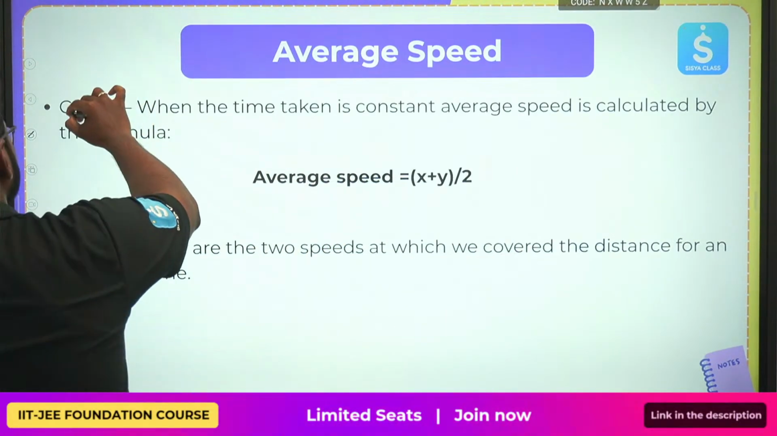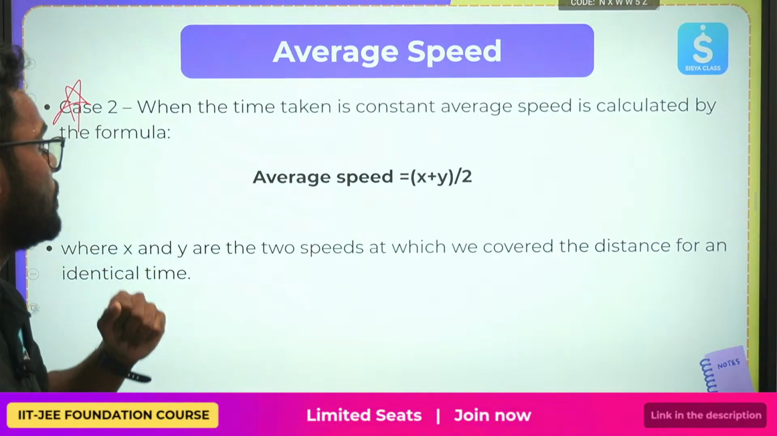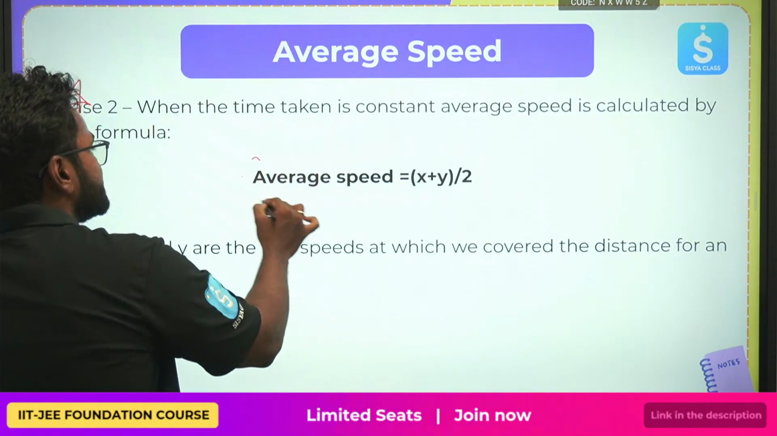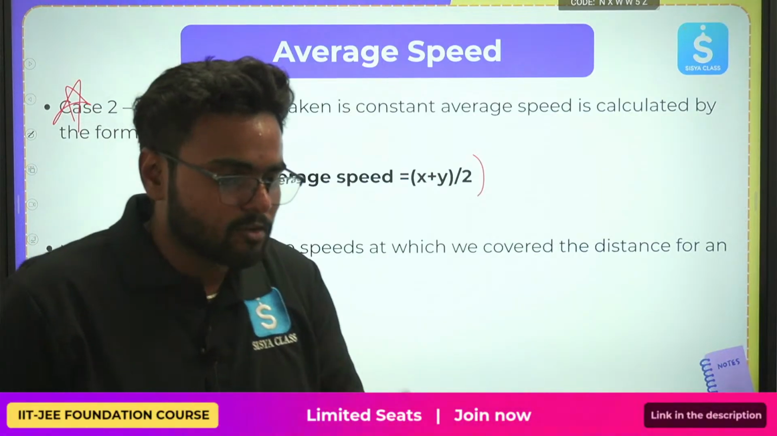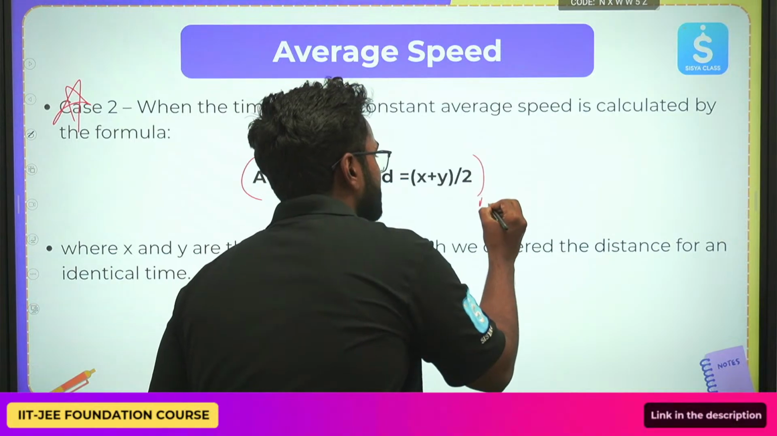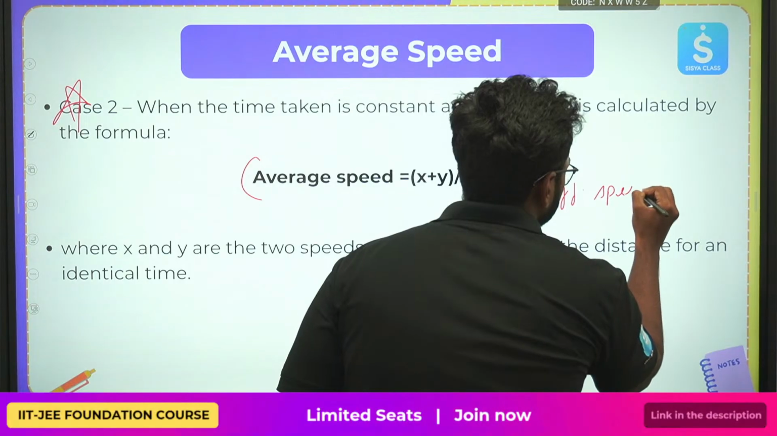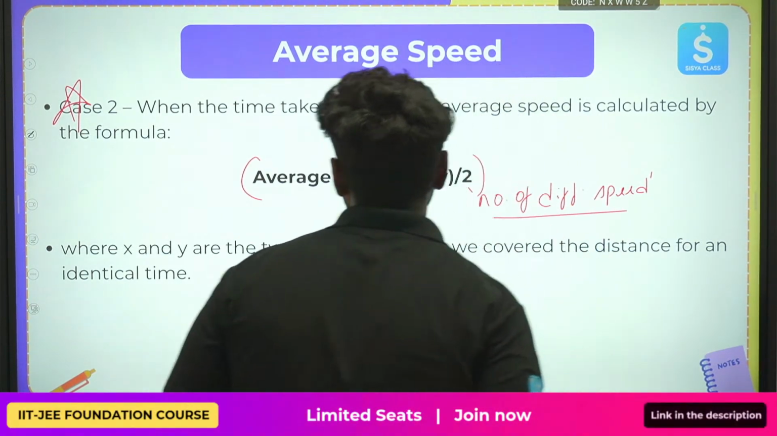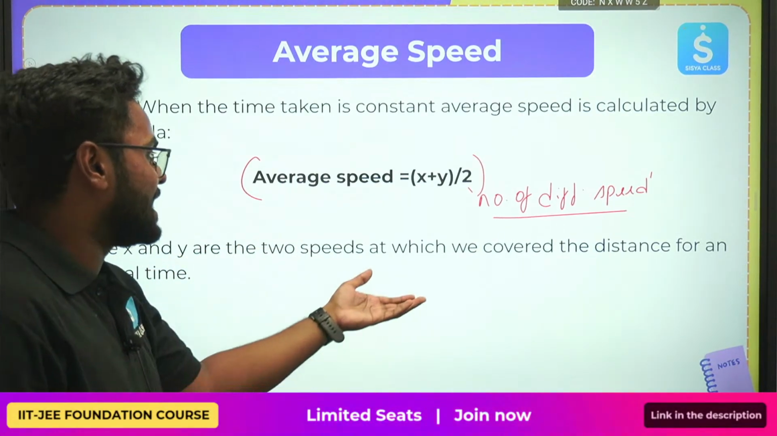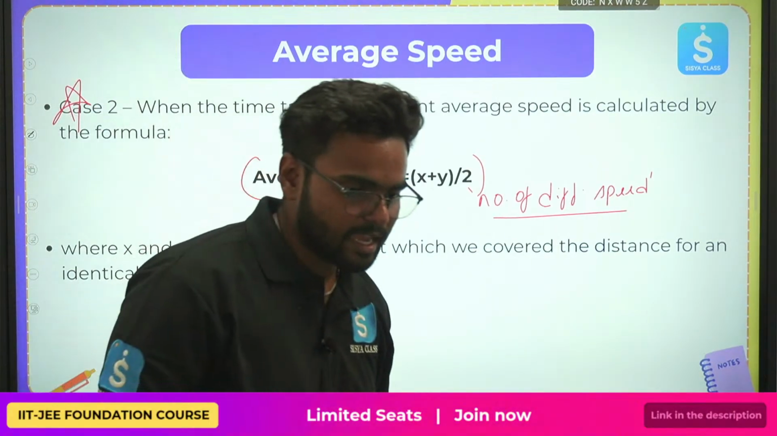And second case, when the time taken is constant, average speed is calculated by this formula. If the time taken is constant, then your average speed is nothing but the sum of the speeds divided by the total number of speeds. Here x and y are two different speeds, at which we cover the distance for an identical time. So time is identical in this case, right?